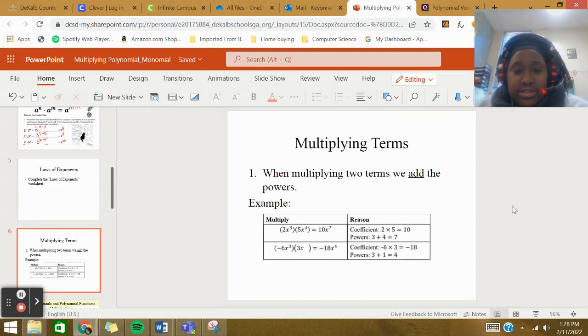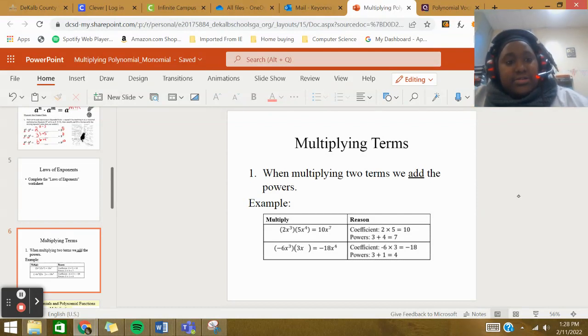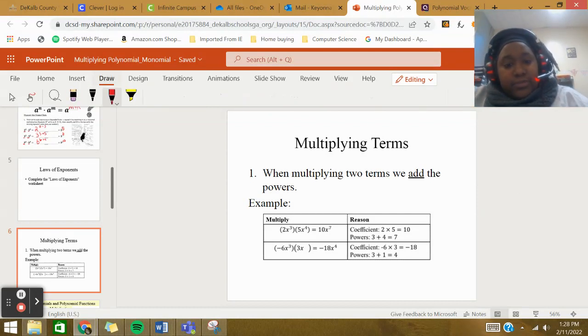Okay. So they did 2 times 5, and then you're adding the exponents. And I can also write that on here. So really what they did here is 2 times 5, and then my exponent is 3 plus 4, which is how they got 10x to the 7th power.